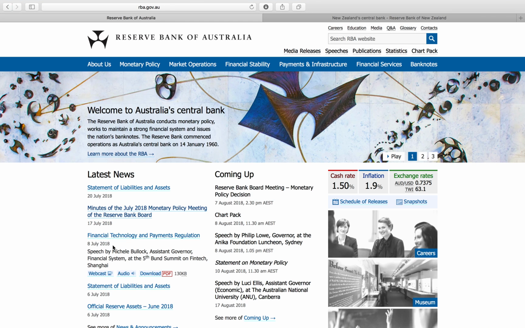The next central bank that we're looking at is the Reserve Bank of Australia. Their structure consists of a governor, currently Philip Lowe, a deputy governor, and 6 other independent members who are appointed by the government. They meet in total 11 times a year. They meet on the first Tuesday of every month, apart from in January.